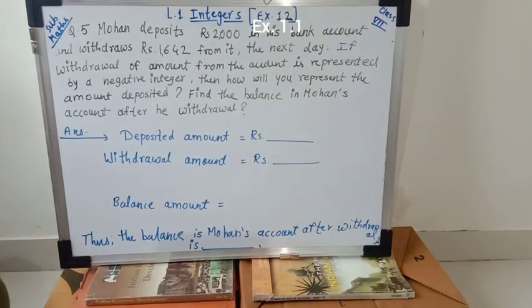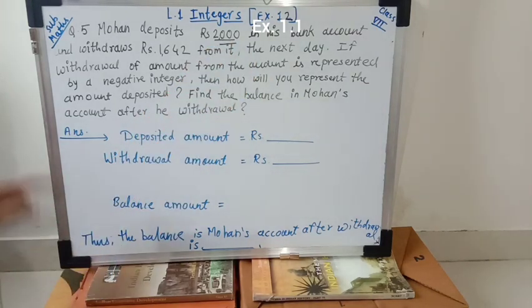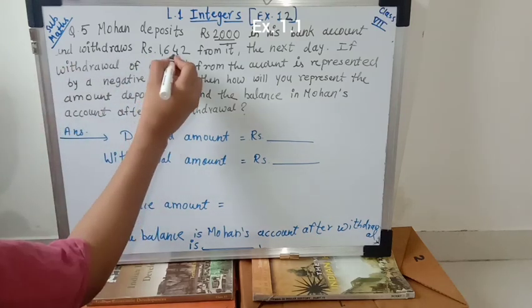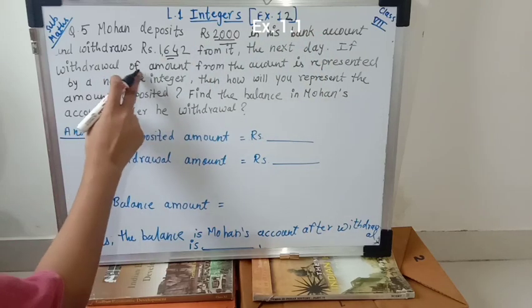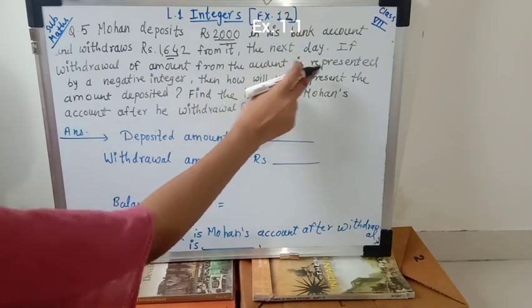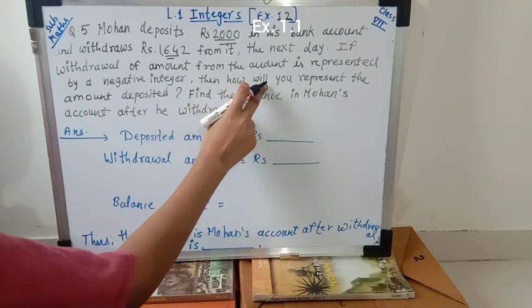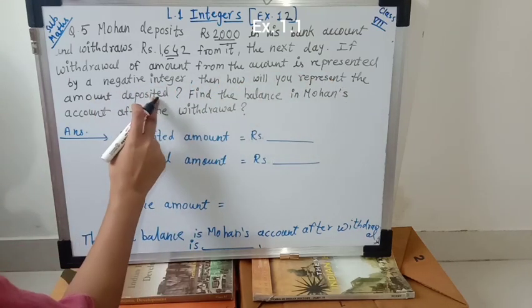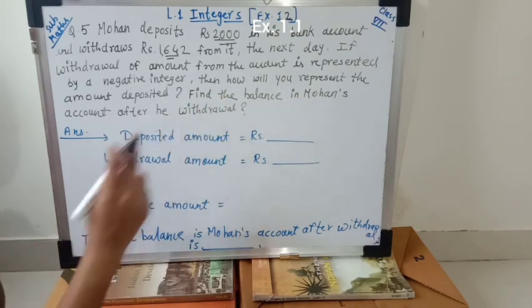Now let's see question number 5. Mohan deposits 2000 in his bank account and withdraws rupees 1642 from it the next day. If withdrawal of an amount from the account is represented by a negative integer, then how will you represent the amount deposited? Find the balance in Mohan's account after the withdrawal.